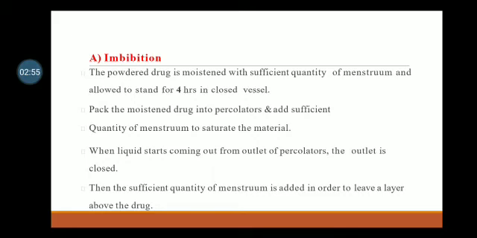A. Imbibition. The powdered drug is moistened with sufficient quantity of menstruum and allowed to stand for 4 hours in a closed vessel. Pack the moistened drug into percolators and add sufficient quantity of menstruum to saturate the material. When liquid starts coming out from the outlet of the percolator, the outlet is closed. Then sufficient quantity of menstruum is added in order to leave a layer above the drug.